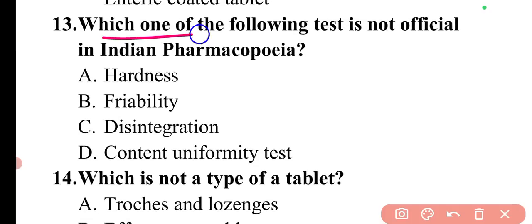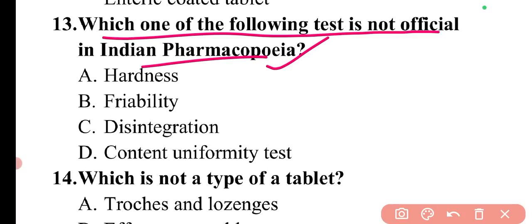Next question is, which one of the following tests is not official in Indian Pharmacopoeia? The non-official test in Indian Pharmacopoeia is friability. So here option B is correct.